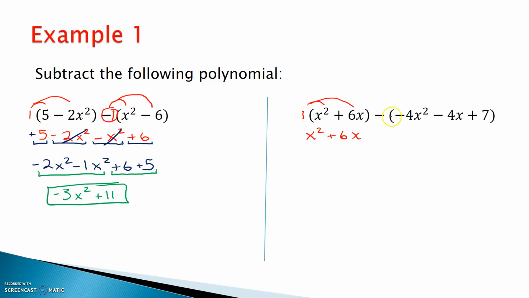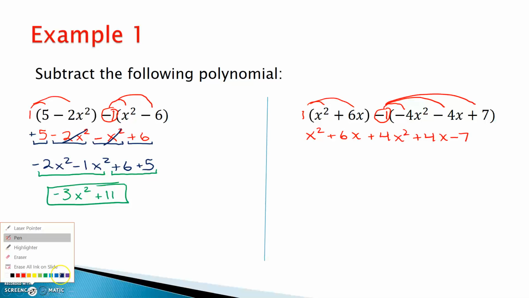Now, in this case, that negative makes a huge difference here. So again, be careful. This is a negative 1, not just a positive 1. So negative 1 times negative 4x squared is a positive 4x squared. What's negative 1 times negative 4x? Well, that's a positive 4x. Lastly, what's negative 1 times positive 7? That is negative 7. Don't forget to distribute to every single term in there. Every single piece has to get multiplied by that negative 1.